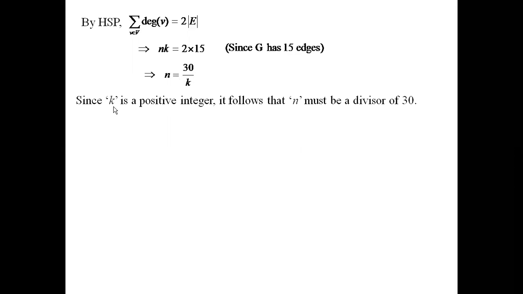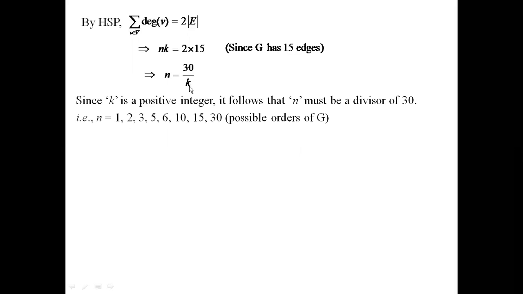So what is n from this? n can be written as 30 divided by k. Since the degree of all the vertices is not known to us, that is k is not known to us, but we know that it is just a positive integer, it follows that n must be a divisor of 30. So we will now list out all possibilities that exist for n.